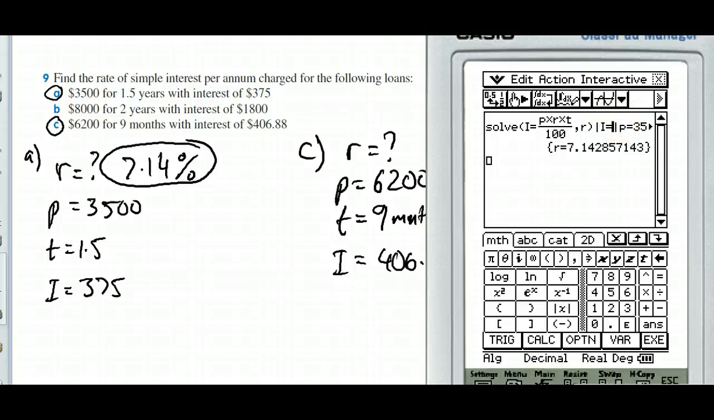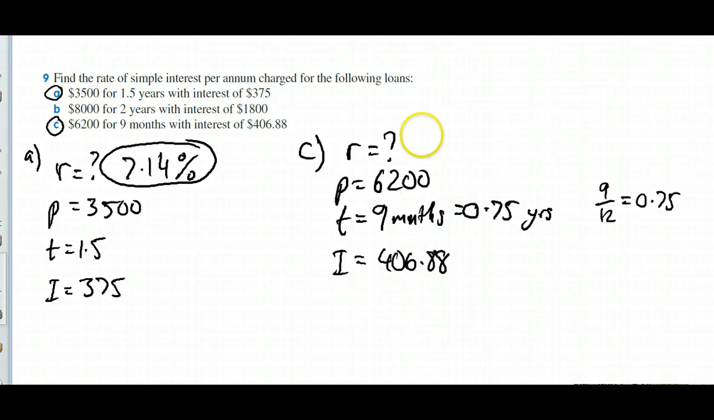So I equals 406.88, P equals 6,200, and T equals 0.75. And we get R equals 8.75. And remember, that is a percentage, so we've got to add that percentage symbol.